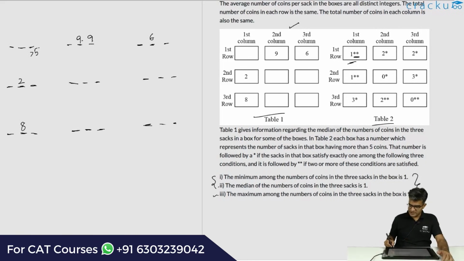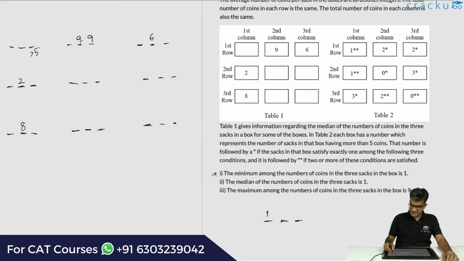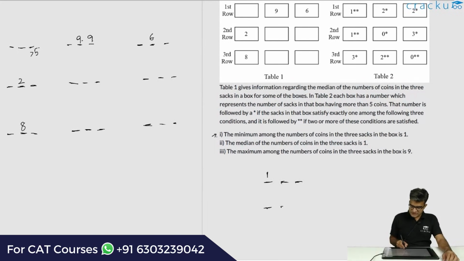Why is this important? Because if you're looking at the information that is given over here, the first one says that the minimum number in the 3 sacks is 1. So it is saying that this number is 1. This is what the first point is saying. The second point is saying that the median of the 3 sacks is 1. So the second one is saying that this is 1. But if the median is 1, the smallest number also has to be 1 over here.